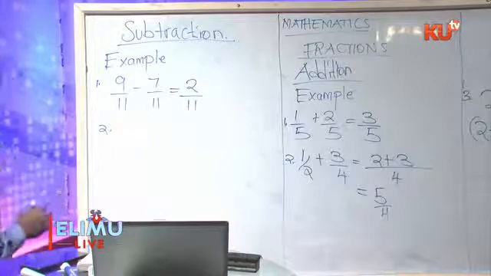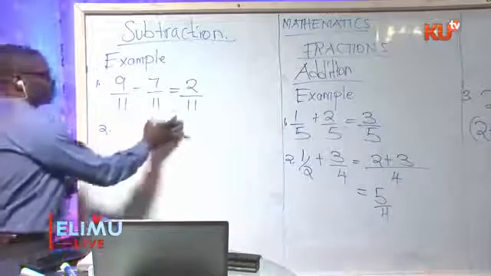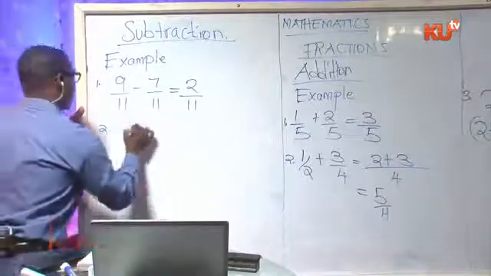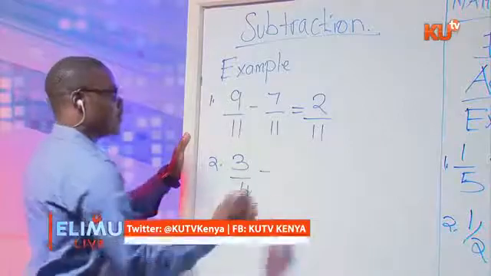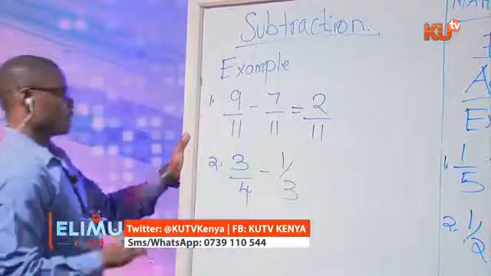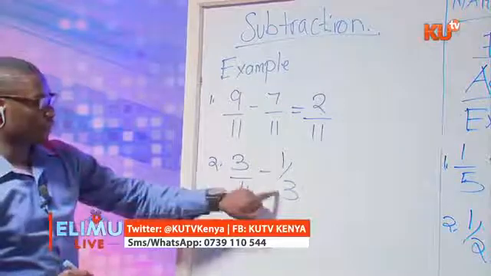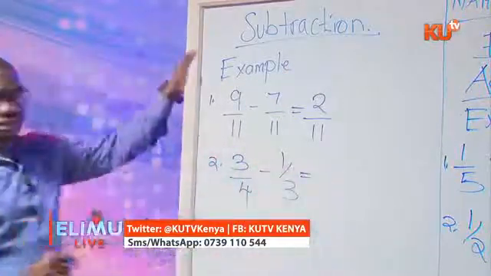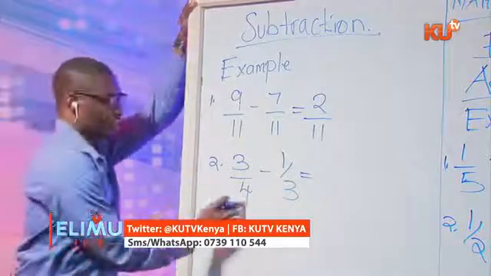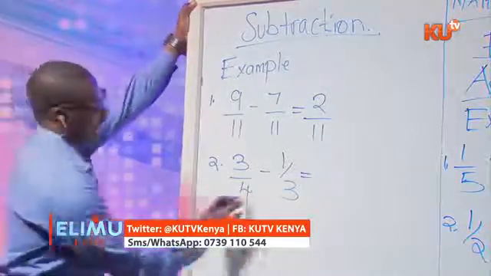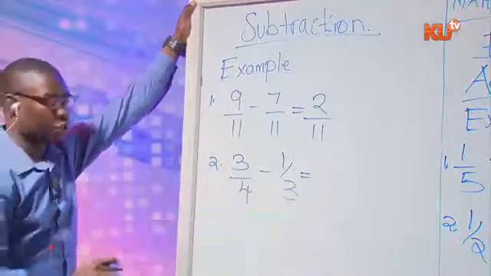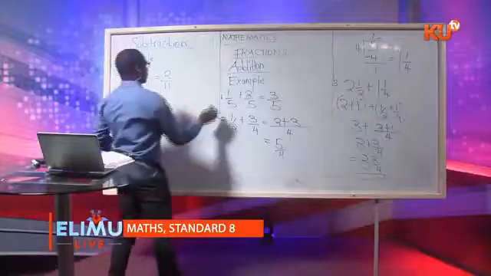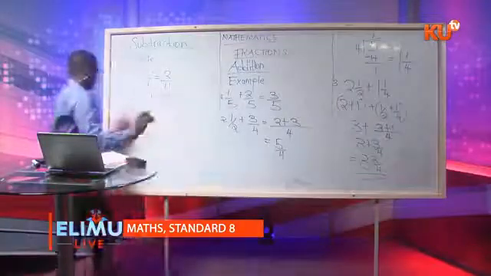Let's look at our second example. We subtract fractions that have different denominators. For example, we can have 3 over 4 take away 1 over 3. The first step is to get the LCM, because you realize 4 and 3 are different denominators. So we get the LCM of 4 and 3. I'll work it out on the blackboard for all of us to see.